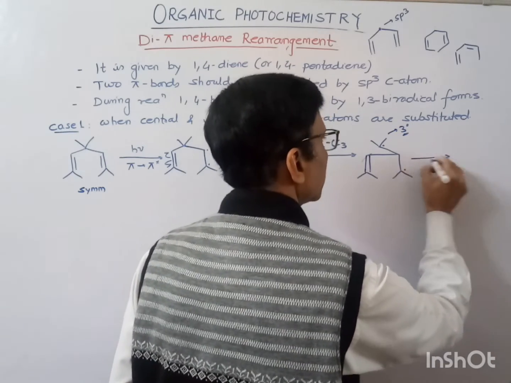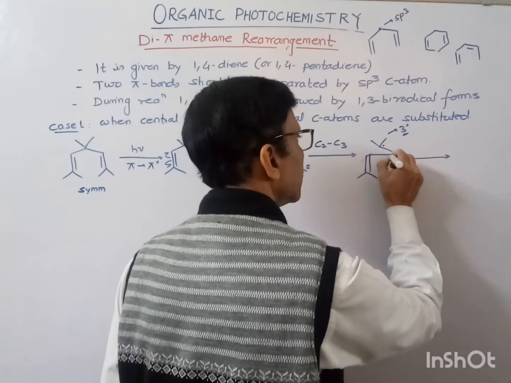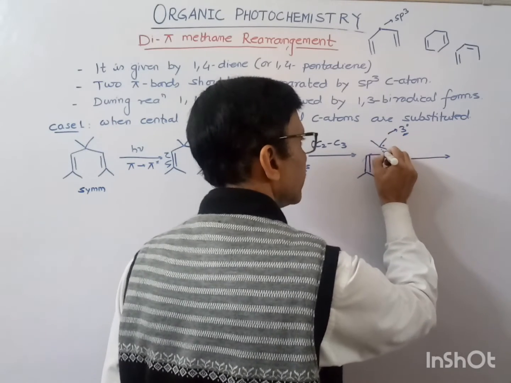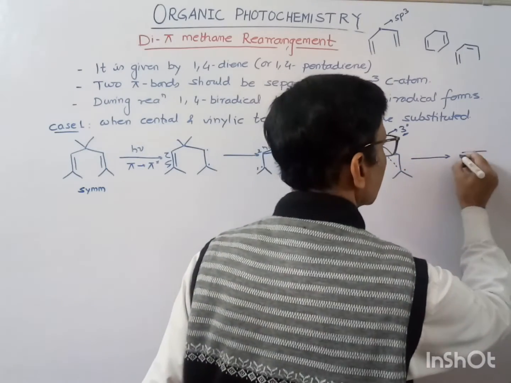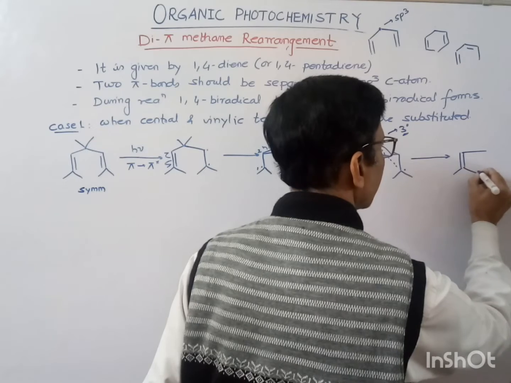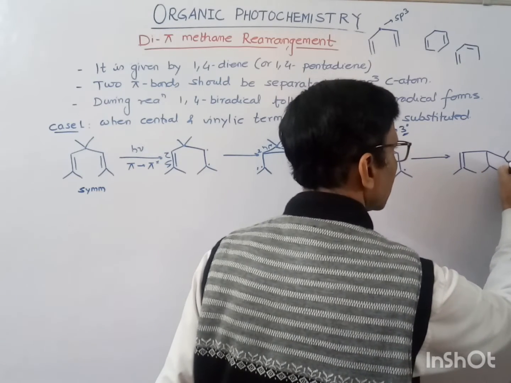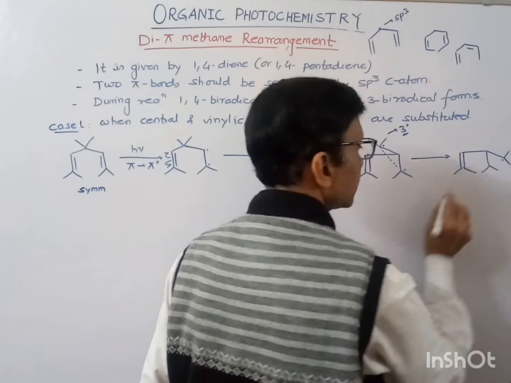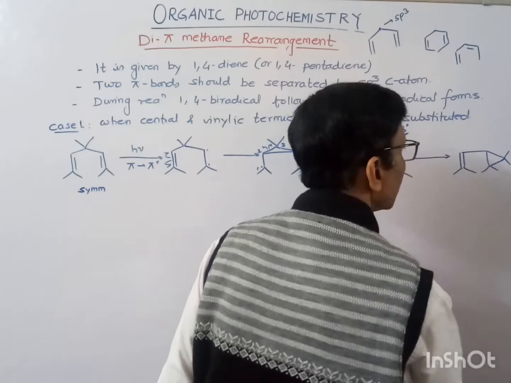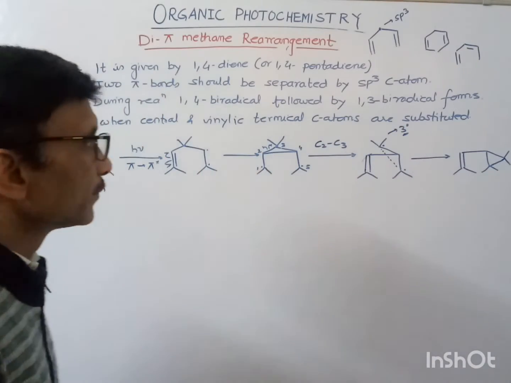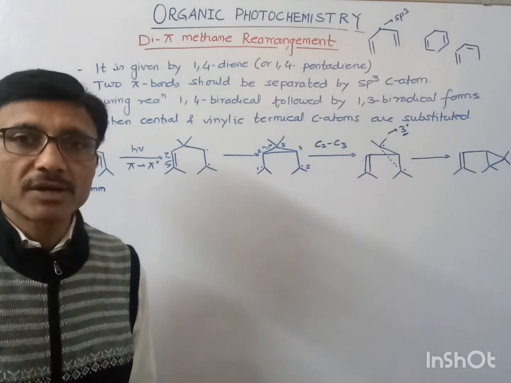Now we may write the rearranged product, where these two radicals join and we get a new product. One radical is at this position and another radical is at this position, so they form a bond and we get the product. This is the case when we take a symmetrical molecule.